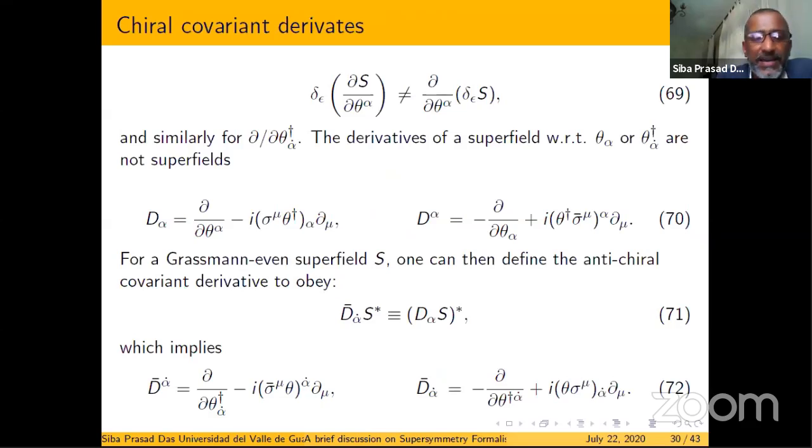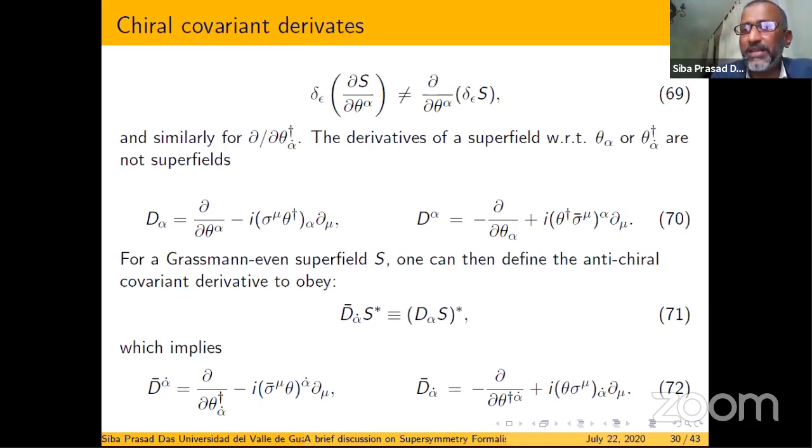Here it is called the chiral covariant derivative. So these are the chiral covariant derivatives. This is a very important point: the derivatives of a superfield with respect to theta alpha, theta bar alpha dot are not superfields. This is a very important criterion. Suppose I start with the superfield, which is a function in the superspace. I make one derivative with theta alpha. This is not a superfield because this does not hold supersymmetry invariance.